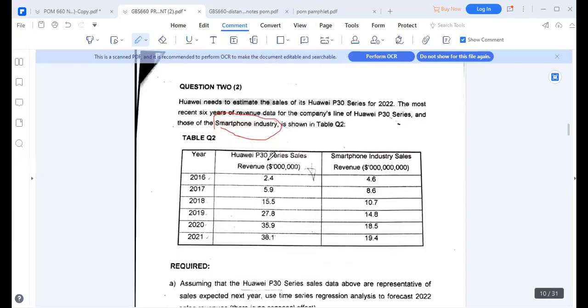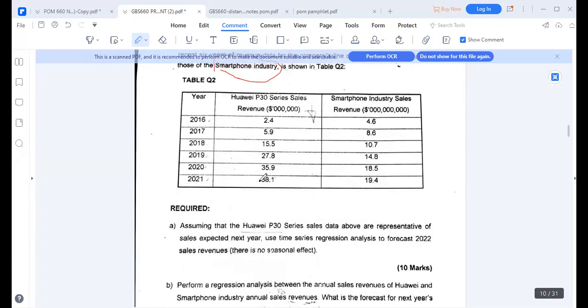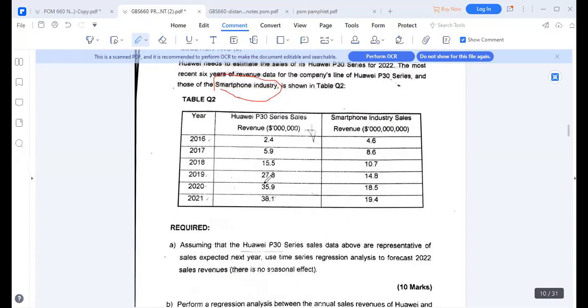And the other question, part B, we have to be very, very careful when looking at what the examiner is saying: assuming that this company's P series data are representative of the sales expected next year. Use the time series regression analysis among the 3 analyses that I mentioned to forecast 2022 sales revenue. Meaning the year and this company, that is for the first one.